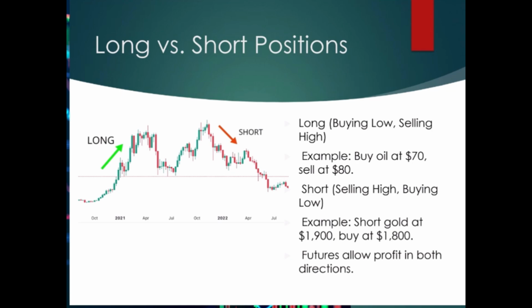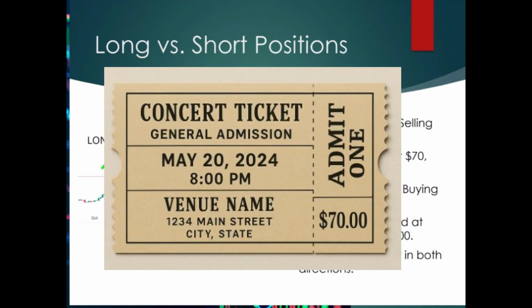This is called going long, and it means you're betting on prices increasing. So, a real-life analogy: it's like buying a concert ticket early for $70, then reselling it closer to the show for $80. You pocket the difference, just like in a long trade, right?